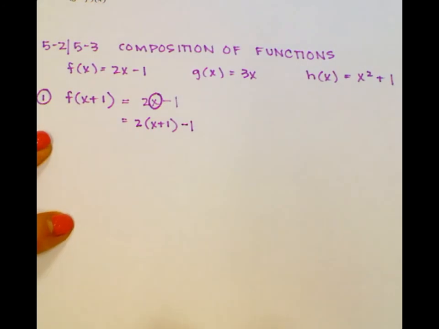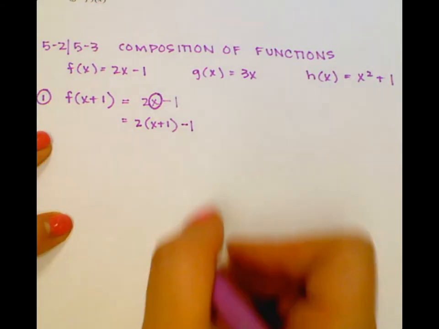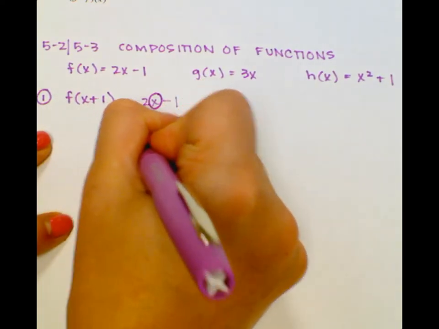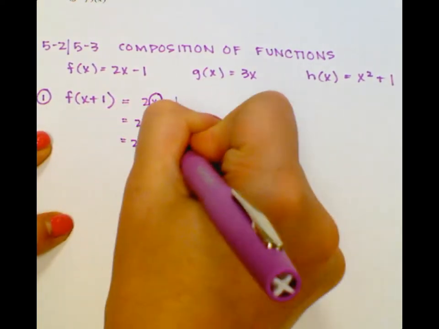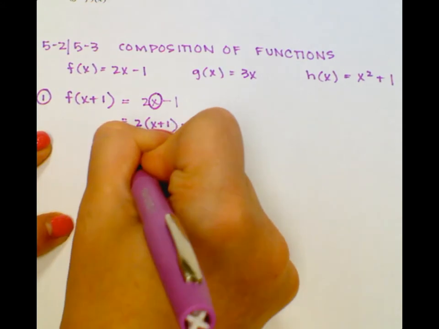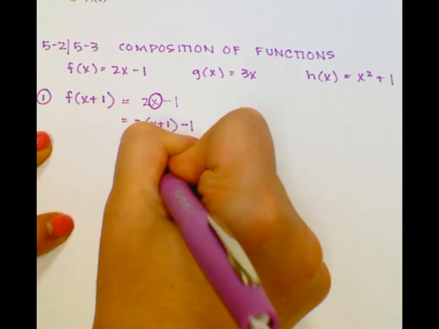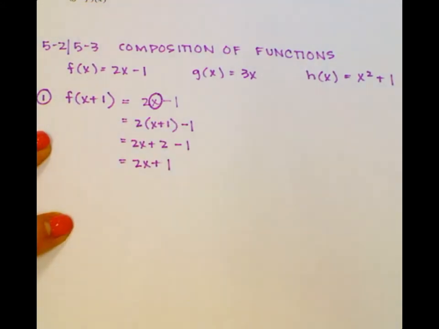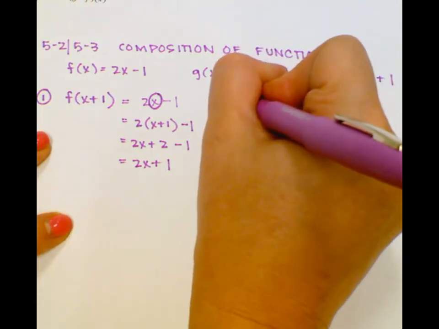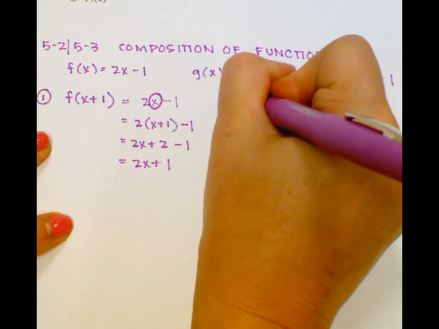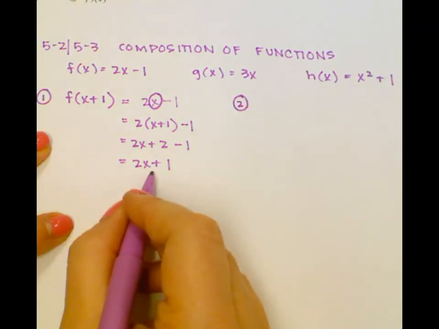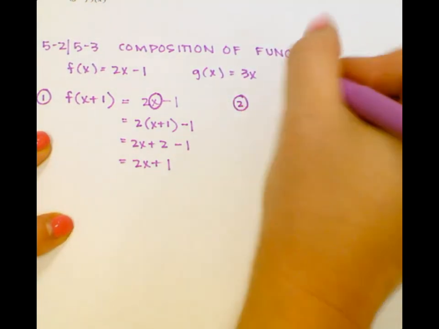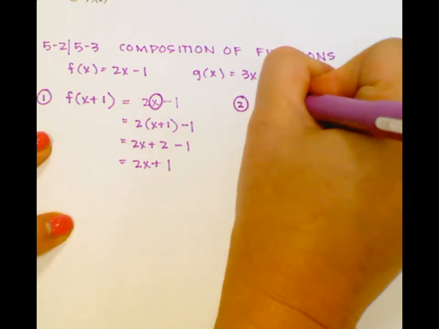And then you have to simplify this. You can't just leave it like this. So let's do the distributive property. Still have my minus 1. And then let's simplify. 2 minus 1 is just 1. Okay? All right, now let's try another one. So you're not really getting an answer, you guys. You're getting an expression.